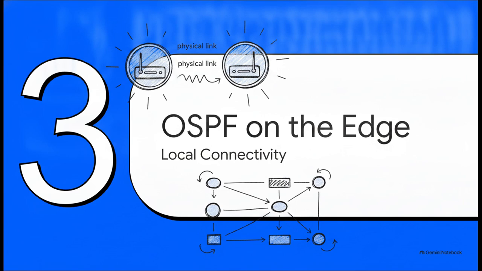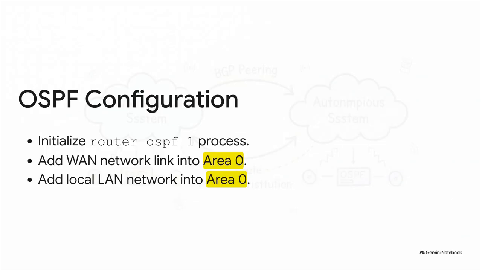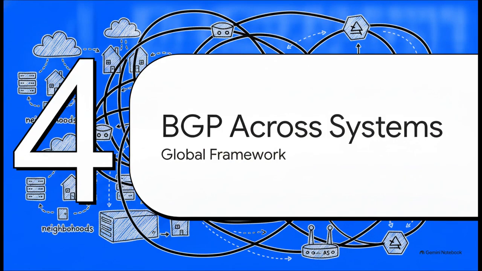Let's hit Phase 3. Configuring OSPF on our edge routers. Time to establish local communication. OSPF, or Open Shortest Path First, is basically going to act as our local neighborhood watch. We configure this specifically on our edge routers. Let's take R4, for example. We initialize the process with router ospf 1. Then we use the network command to advertise the directly connected networks. We toss both the WAN link, the one pointing toward the core, and the local LAN where PC1 lives straight into Area 0. This ensures local devices like PC1 can reliably reach their immediate gateway router. Neighborhoods are good to go.